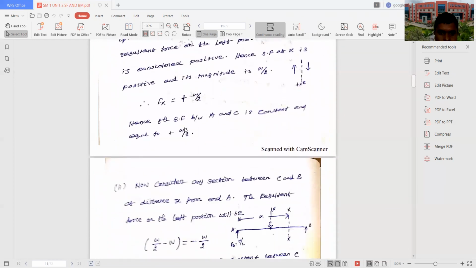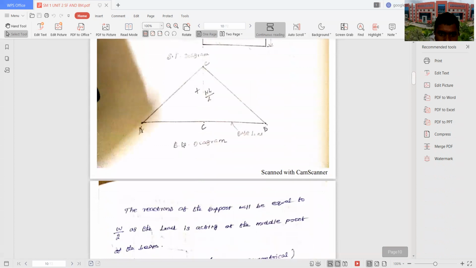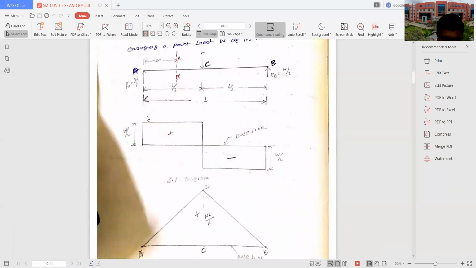So F of x will be equal to plus W by 2. Hence, the shear force between A and C is constant and it is equal to W by 2. You can see the shear force diagram here. At point A, the value is W by 2, and the section XX we have taken is between A and C. Therefore, between A and C there is no other load, so up to the point C, the W by 2 continues as a horizontal line.